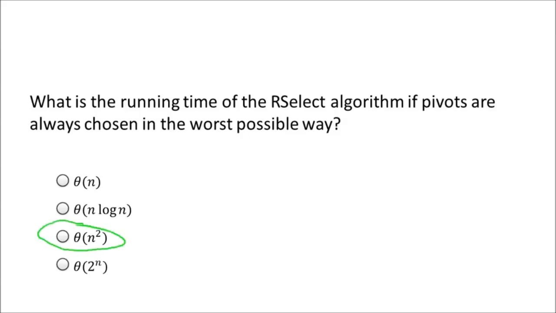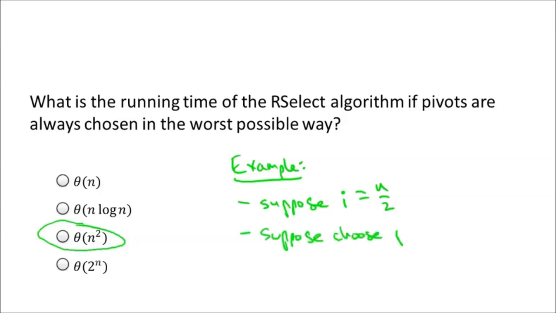The correct answer to this question is exactly the same as the answer for quicksort. The worst case running time, if the pivots are chosen in a really unlucky way, is actually quadratic in the array length. Remember, we're shooting for linear time, so this quadratic is a total disaster. So how could this happen? Well, suppose you're looking for the median, and suppose you choose the minimum element as the pivot every single time.